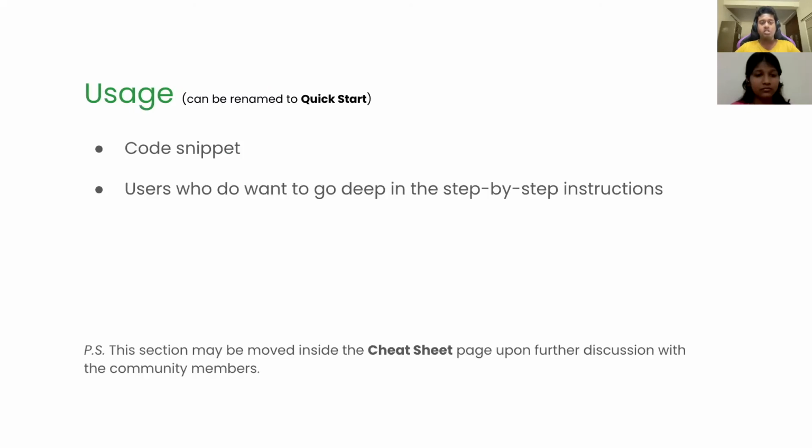The user section will contain the code snippets that the user can quickly embed in their bot code. This section is basically for the users who want some specific functionality of the bot to create their own type of bots. If the user does not want to go deep into the step-by-step instruction, then he can try this out. And we have proposed this section to be moved inside the cheat sheet as it would be more appropriate.